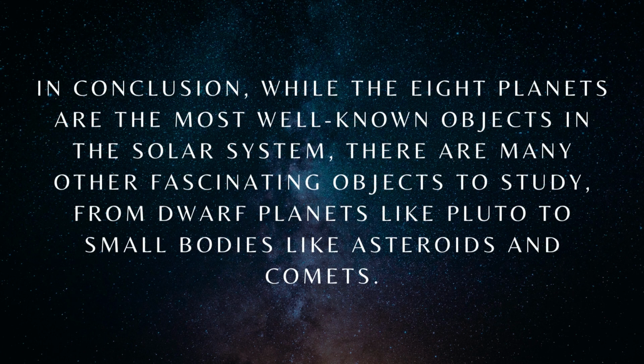In conclusion, while the 8 planets are the most well-known objects in the solar system, there are many other fascinating objects to study, from dwarf planets like Pluto to small bodies like asteroids and comets.